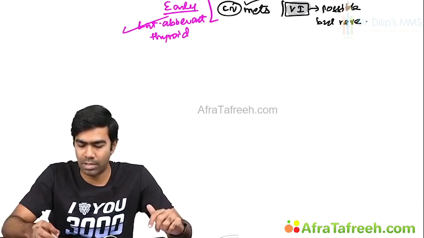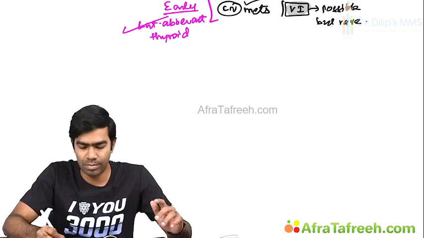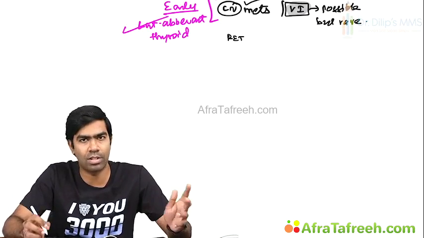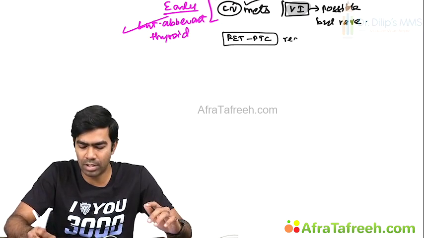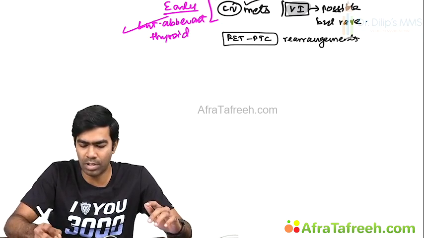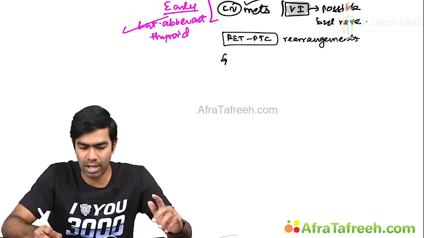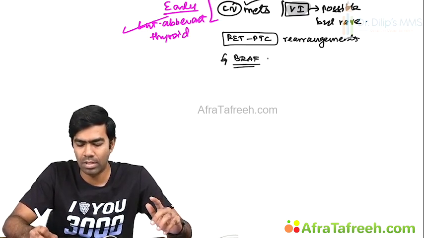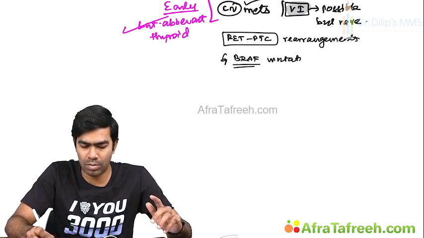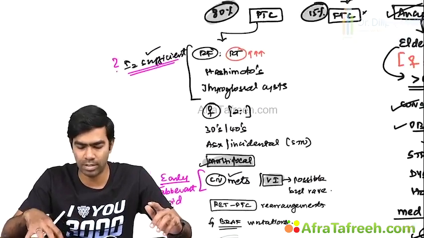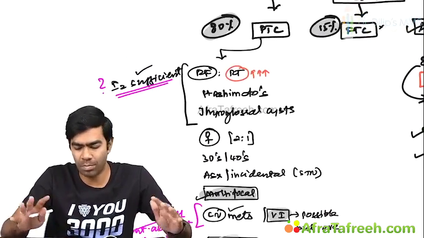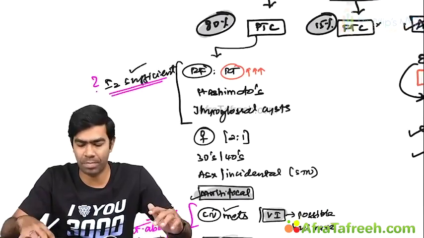At the same time, there are some genetic mutations that you have to know. The usual gene mutations associated with PTC are the RET/PTC rearrangements. The RET/PTC rearrangements are very, very common. At the same time, they can have BRAF mutations. BRAF mutations are quite common in patients suffering from papillary thyroid cancer. Clear? Even in sporadic cases. So these are some important points that you have to note about papillary thyroid cancer.